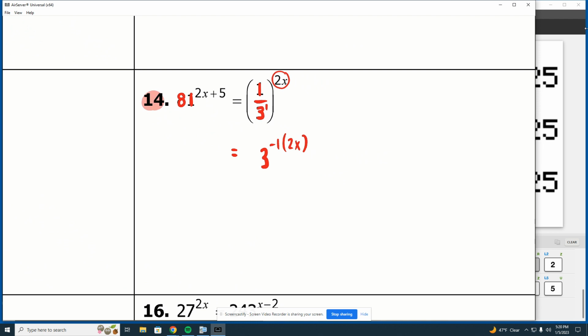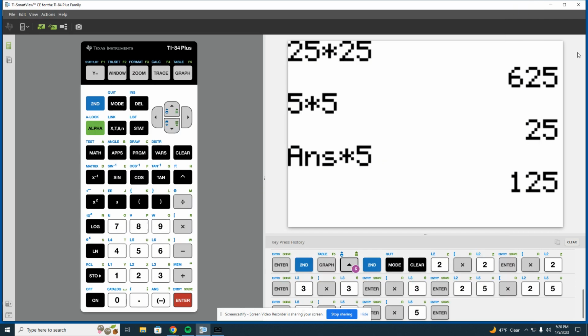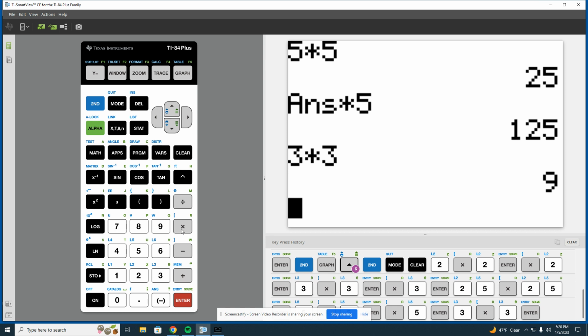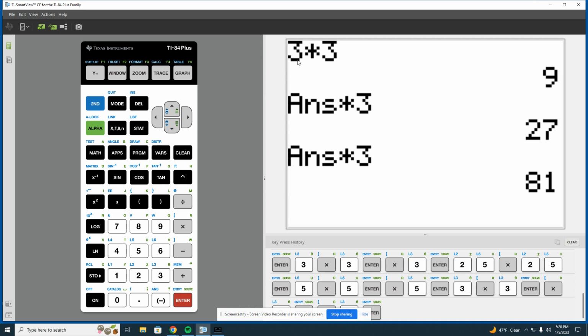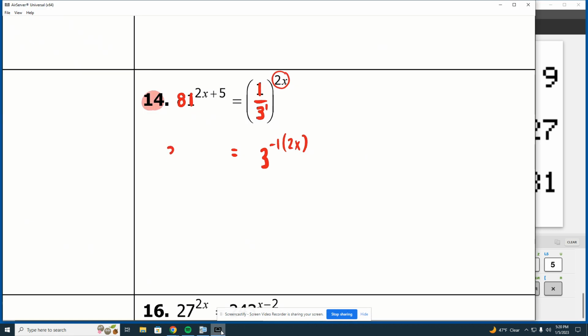Now let's check 81 and see if we can make 81 have a base of 3. 3 times 3, 9, times 3, 27, times 3, 81. There it is. 1, 2, 3, 4. 3 to the 4th power. 3 to the 4th power gives me that 81. Now don't forget, you had that 2x plus 5 up there, so it needs to stay up there.